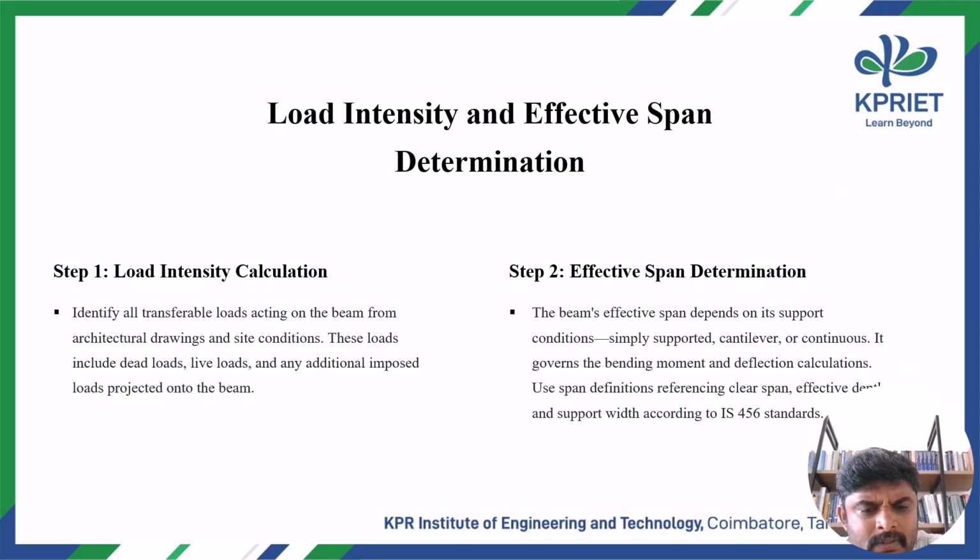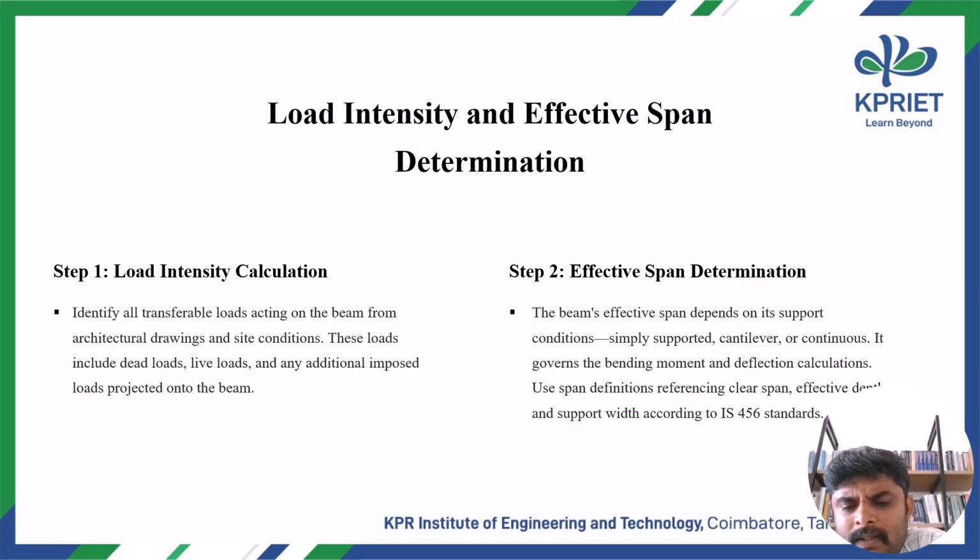The first step is load calculations. What are the loads acting on the structure? It includes dead load and live load. In case of a roof slab, additionally you can include the floor finishing load. So that is our first step. Next one, effective span. What is effective span? Effective span means the center to center distance between the supports.